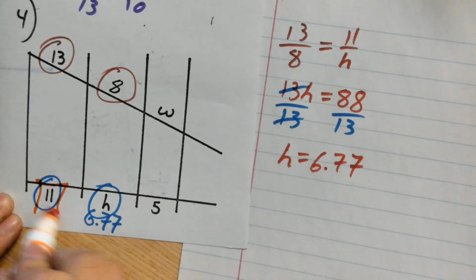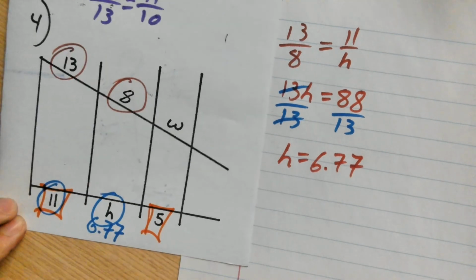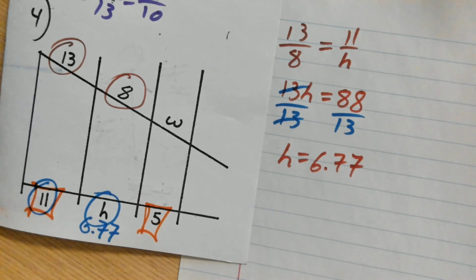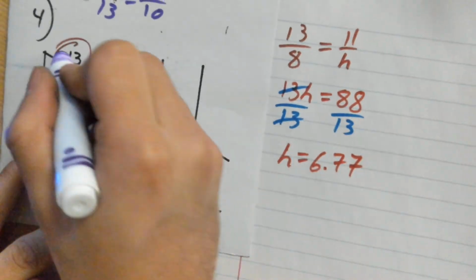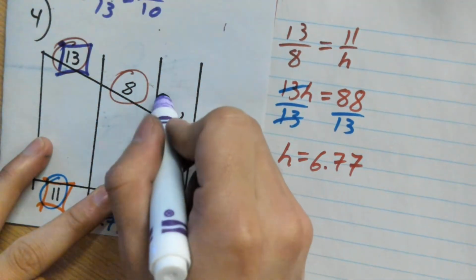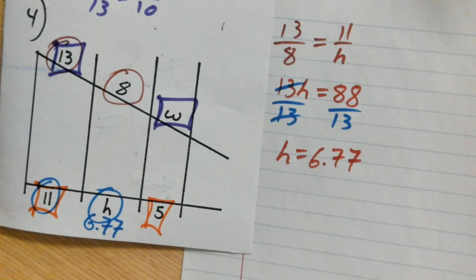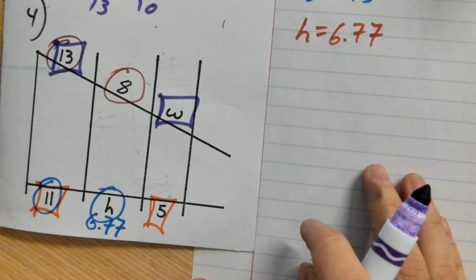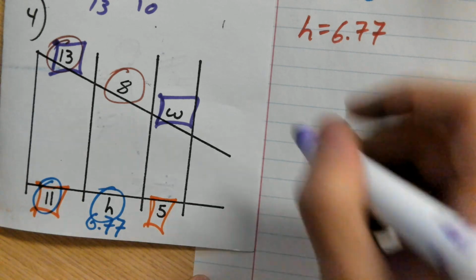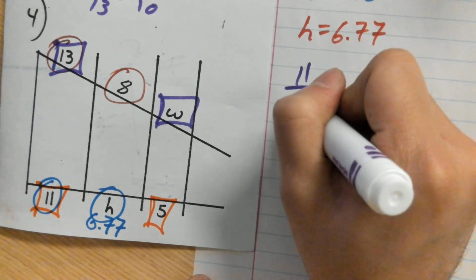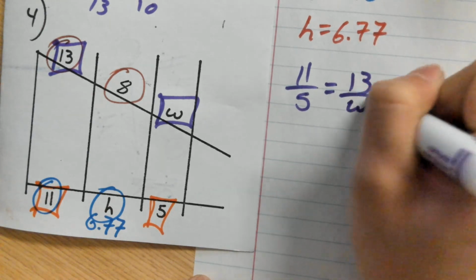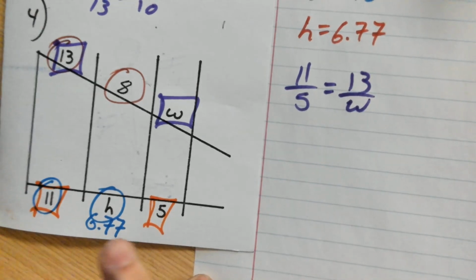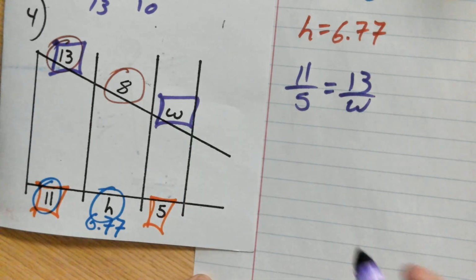So like 11, I can put it with 5. And then 13, because I use 11, I have to use 13. 13, I can put it with W. So let's make this work. So this is going to be 11 over 5 equals 13 over W. Left, right, left, right. That's it.